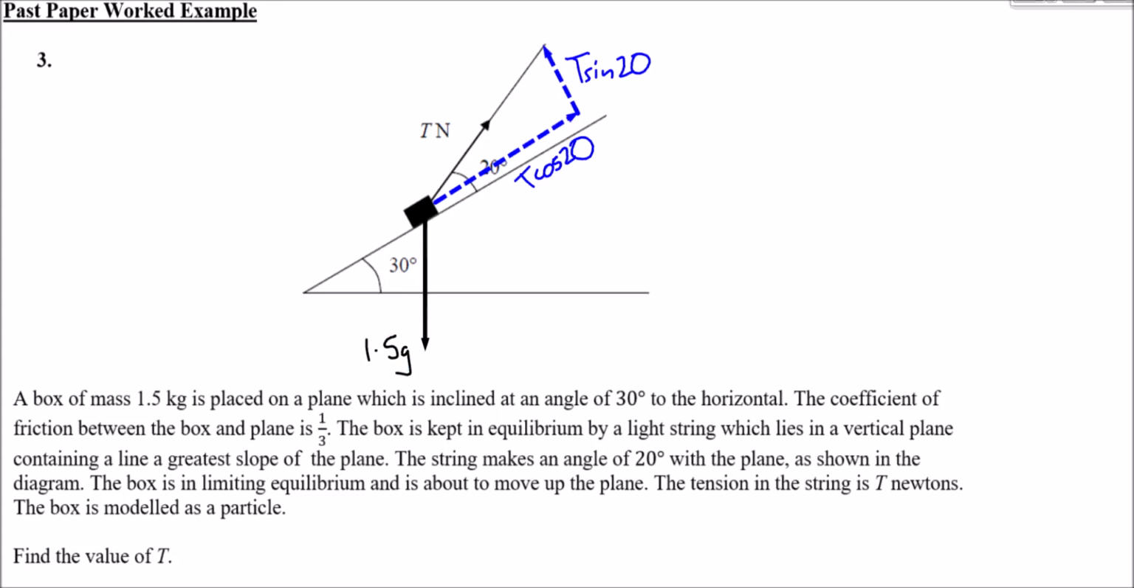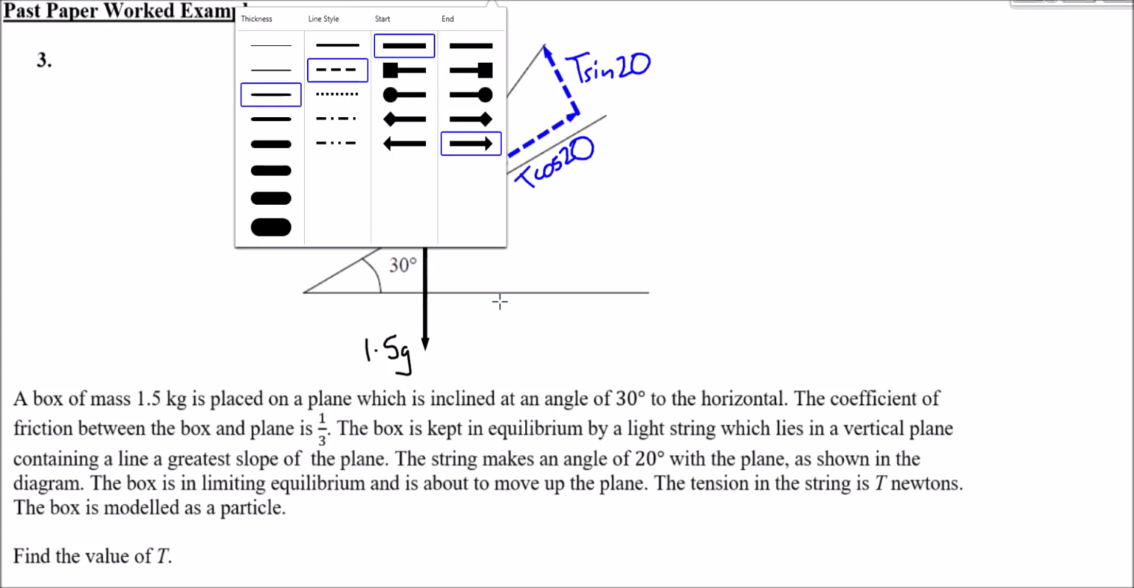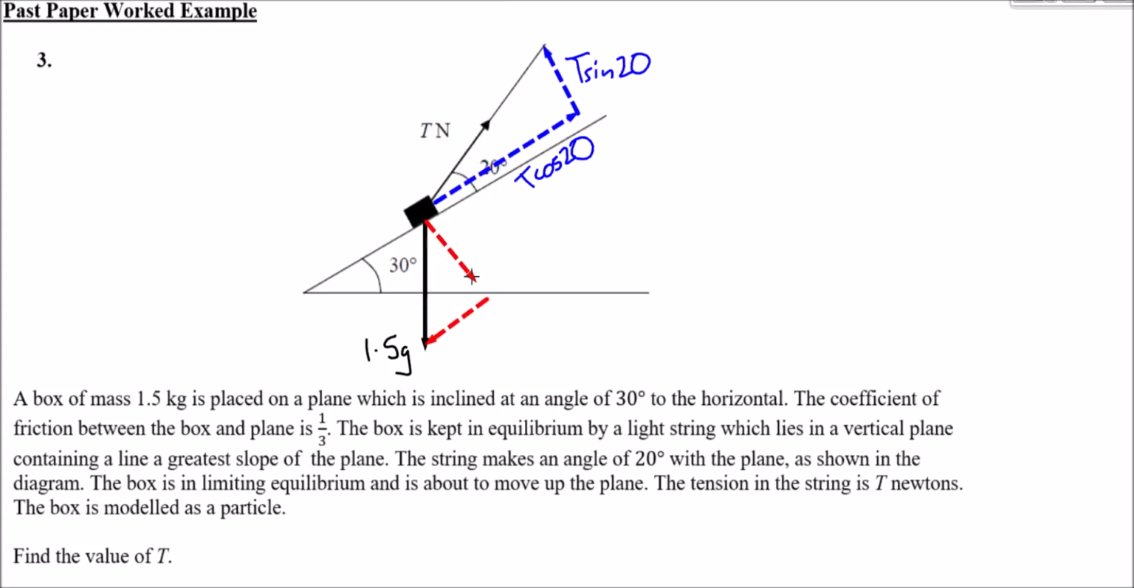And we can now resolve this both perpendicular to and parallel to the slope, like so. So if this is 30 degrees, we need to know almost as second nature now that this is also 30. The component opposite to this 30-degree angle will be 1.5g sine 30, and this one here will be 1.5g cosine 30.